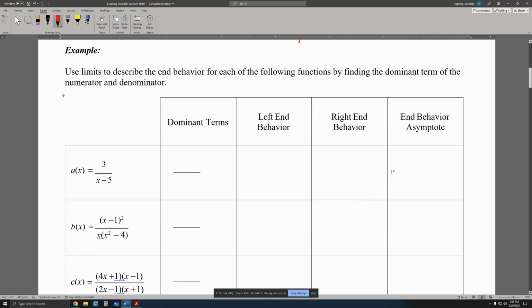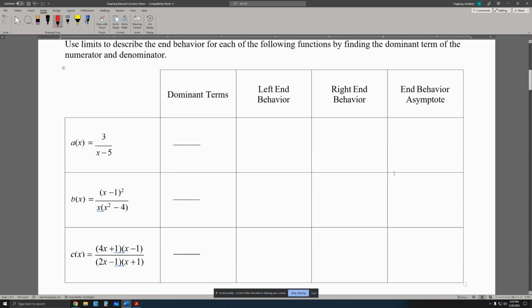So similar to polynomials where the dominant term is just that leading term in standard form, or the term with the highest exponent, we have something similar for rational functions. Remember, it's a polynomial over a polynomial. So what we can do is we can find the dominant terms of both the numerator and denominator. So in this first function, a of x, we find that the dominant term of the numerator is simply 3, and the dominant term of the denominator is x.